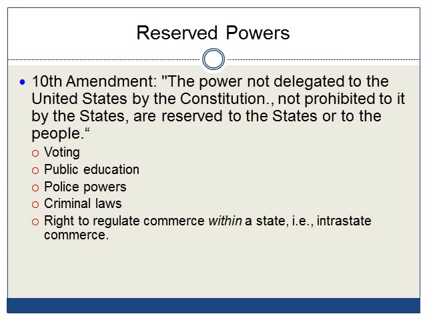Reserved powers. The 10th Amendment says, "The powers not delegated to the United States by the Constitution, nor prohibited by it to the states, are reserved to the states or to the people." These powers would include voting, public education, police powers, criminal laws, and the right to regulate commerce within the state. In other words, intrastate commerce.